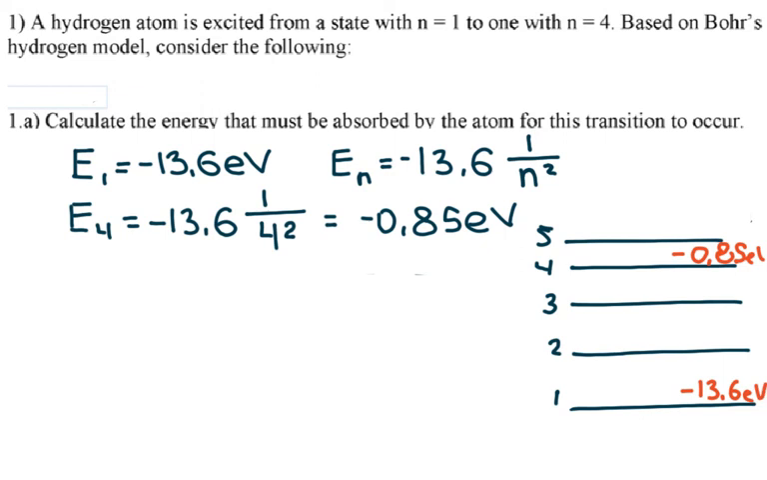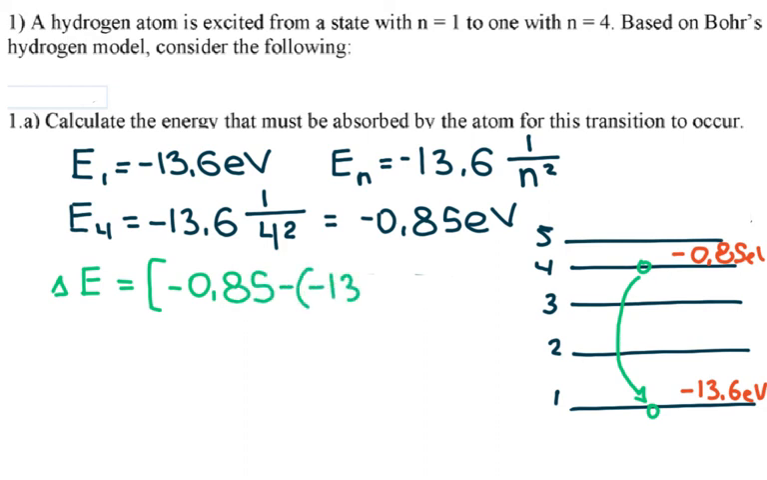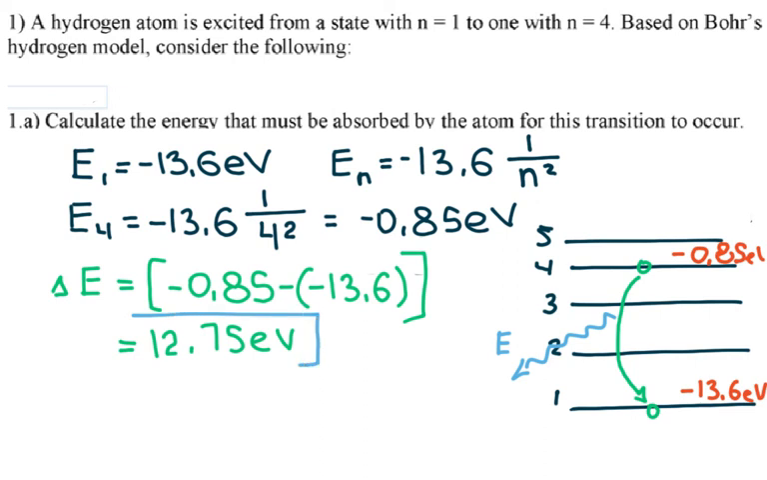If the electron would jump from level 4 to the ground level, level 1, then the energy that is emitted is the change of the energy between the two levels. That would be negative 0.85 minus negative 13.6, which gives me 12.75 electron volts. So the energy of the photon emitted would be equal to this much.